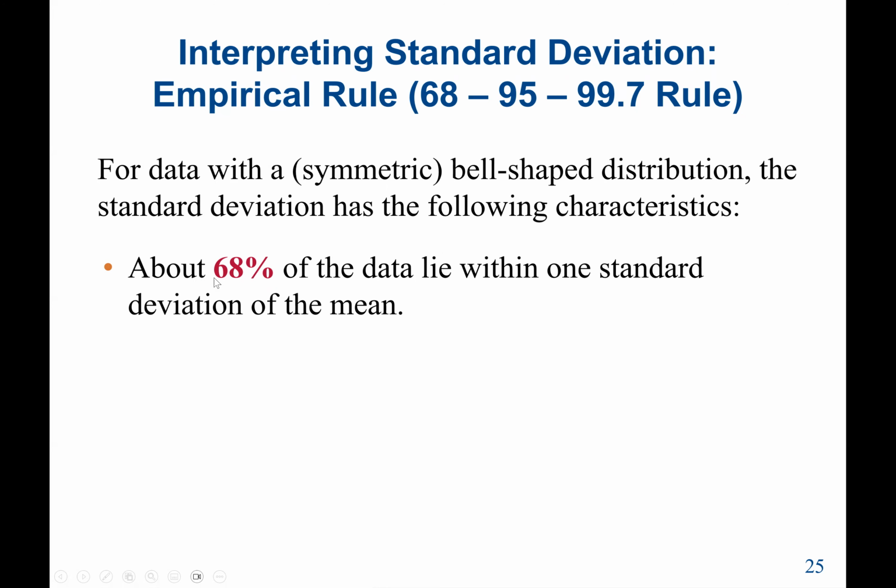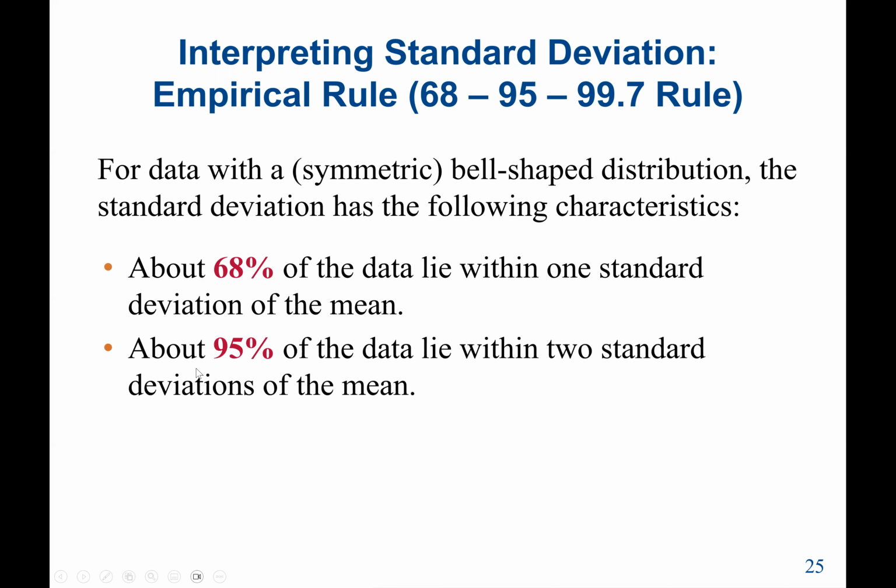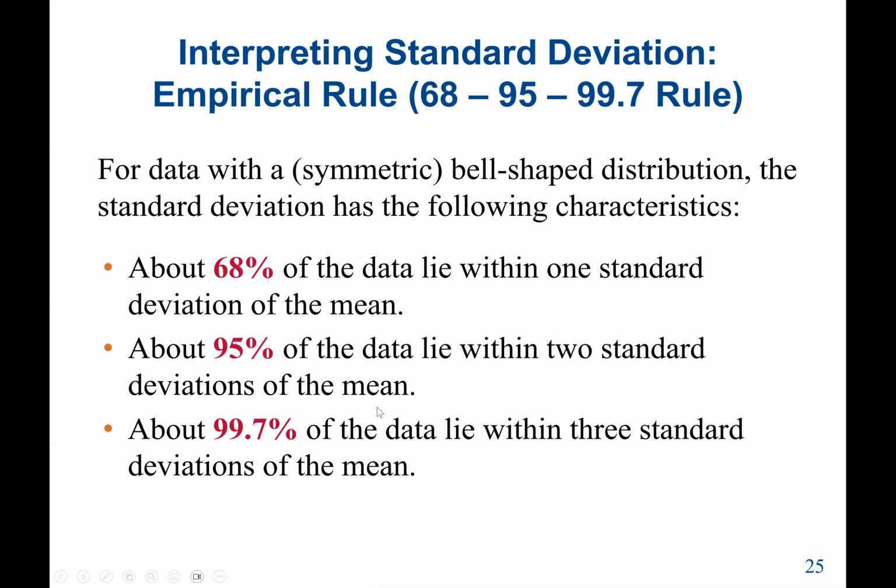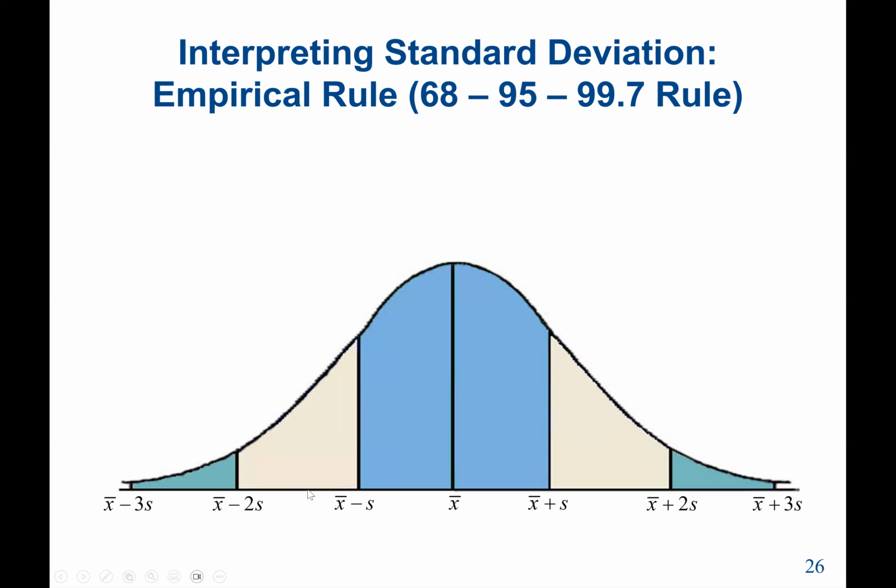About 68% of the data lie within 1 standard deviation of the mean. Then 95% of the data will lie within 2 standard deviations of the mean. Then 99.7% of the data will lie within 3 standard deviations of the mean. And this is our normal distribution bell-shaped curve. Now in the middle is our mean. To the right, we have 1 standard deviation, 2 standard deviations, 3 standard deviations.